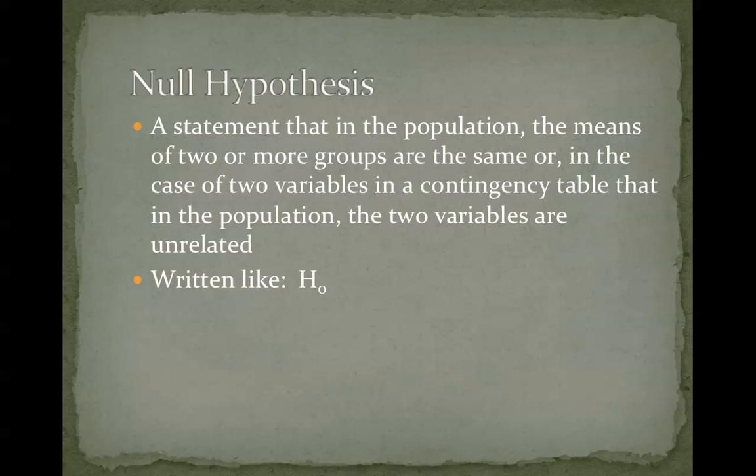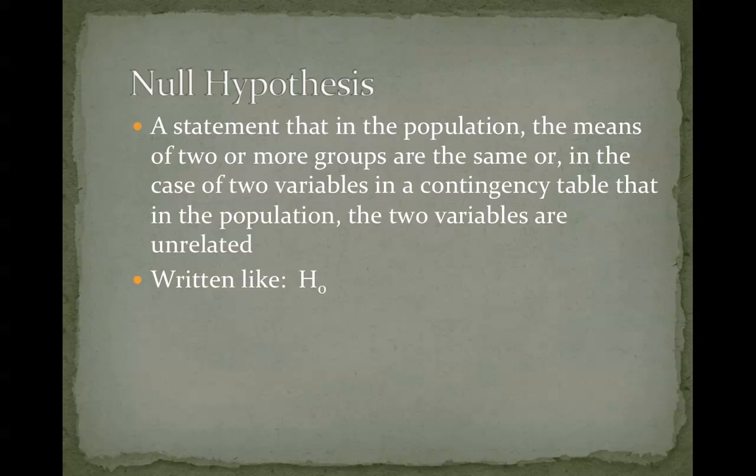And a little bit of a refresher here. There are two hypotheses we need to consider in the scientific method. One is the null hypothesis. The null hypothesis is a hypothesis that we all work with all the time. We don't even know it, but we use it all the time. It's essentially a statement that in the population, the means of two or more groups are the same, or in the case of two variables in a contingency table, that in the population, the two variables are unrelated. So in other words, one variable is unrelated to another. It's often written with an H for hypothesis and a 0 for null, or none.